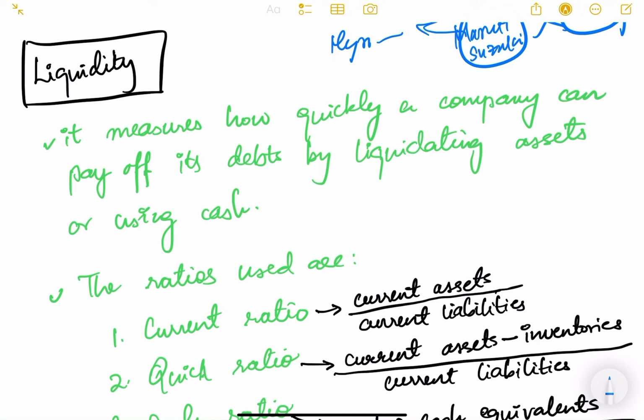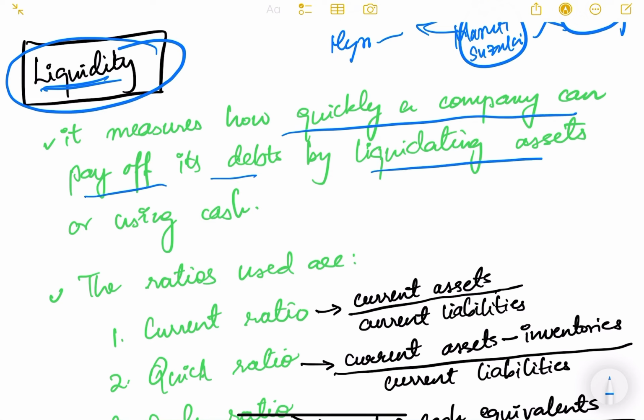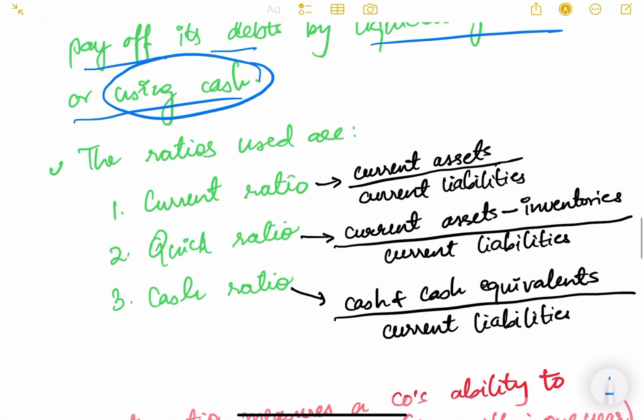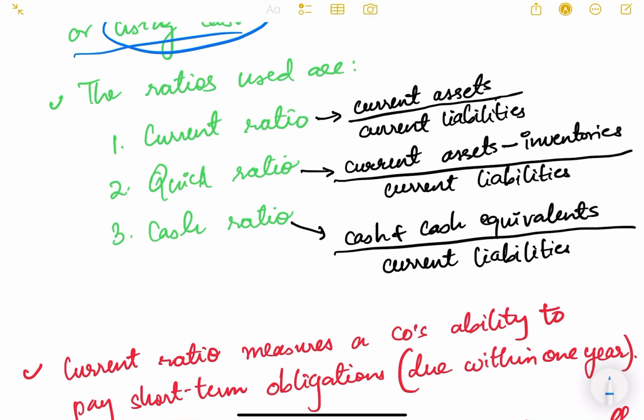Now let us look at the next category, which is liquidity. Liquidity, we already know, measures how quickly a company can pay off its debt by liquidating assets or using cash, by selling its assets, getting the cash and paying off the debts. What are the different ratios used to see liquidity? The first is the current ratio, then the quick ratio and the cash ratio. I'll explain the meaning of these.